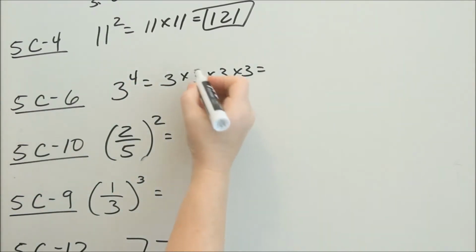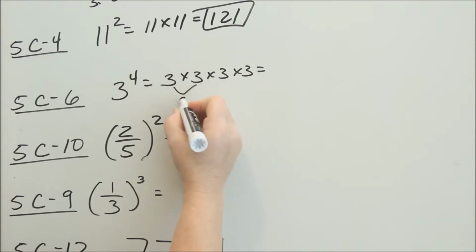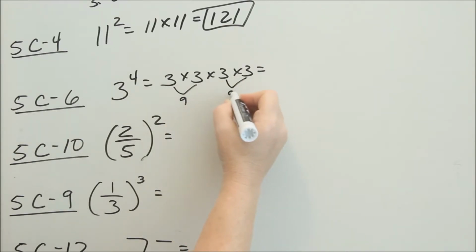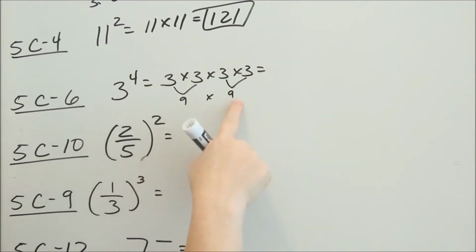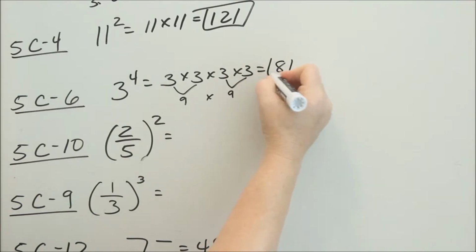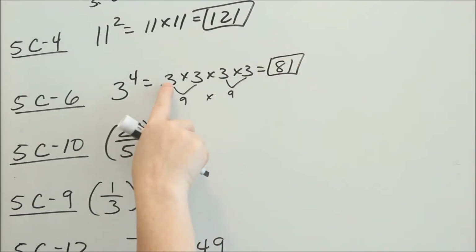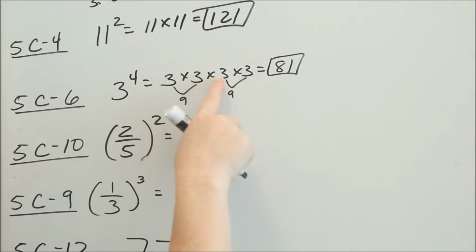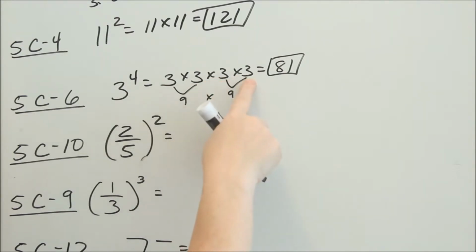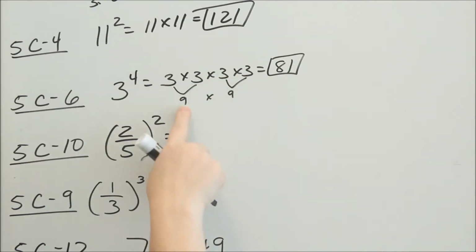So I'm just going to show you this the easy way. 3 times 3 is 9. This 3 times 3 is 9. So it's 9 times 9, 81. You can go down the road. 3 times 3 is 9. 9 times 3, 27. 27 times 3, 81. But this is an easier way to group it.